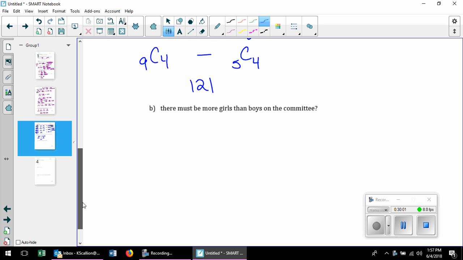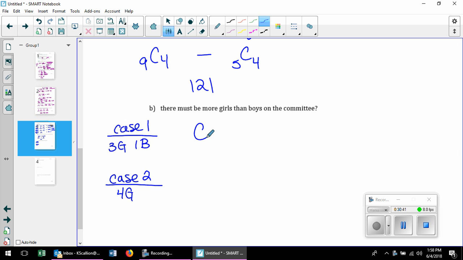Now another committee: there must be more girls than boys on the committee. Right, so we have two cases. We've got case one where there would be three girls, one boy. And case two where it would be four girls, no boys. Because it said that there must be more girls than boys. Two and two is equal amounts. That's not more girls, that's the same amount. So there's only two cases in this situation. How many girls do I have to start with? Four. So four choose three, multiplied by five choose one. And this one would be four choose four. So this one's one, this one's 20. What do I do to these two?